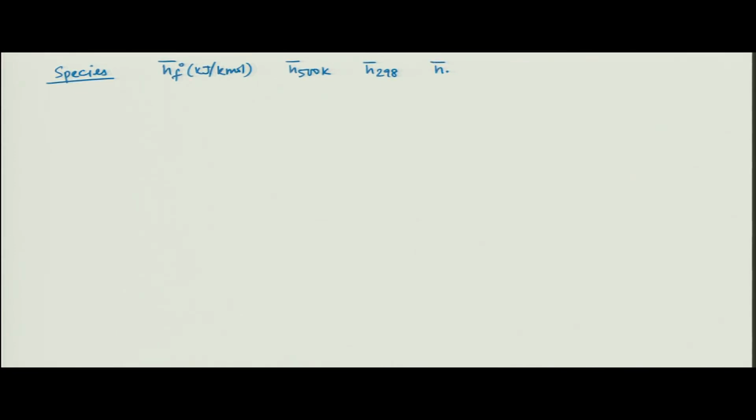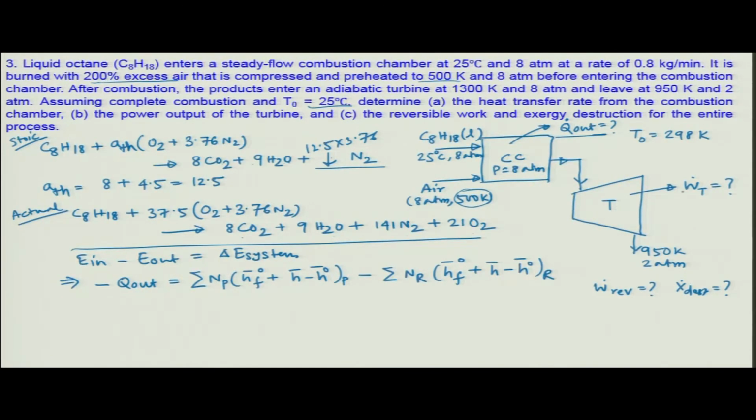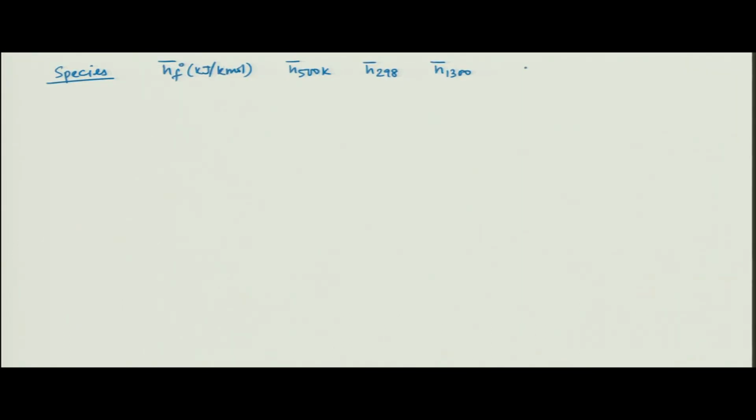The combustion products are leaving at 1300 Kelvin. So, I have to do this, and the combustion gases, after expanding in the turbine, leave at 950 Kelvin. So, again I will make another column where I will write the enthalpy of the product at 950 Kelvin. So, these are the values that I have to find from the table. We have to again look into the appendix of the book by Cengel and Boles, appendix 18 to 23, where you can find all these species.